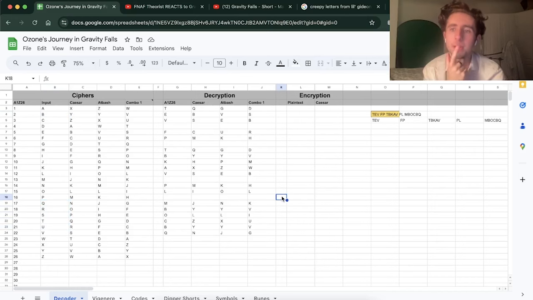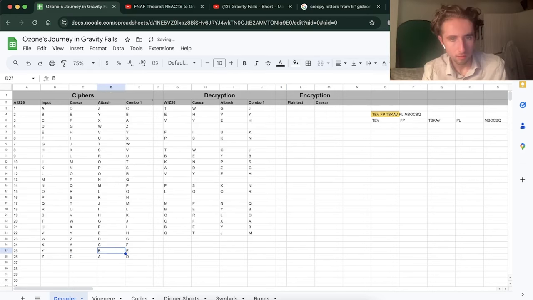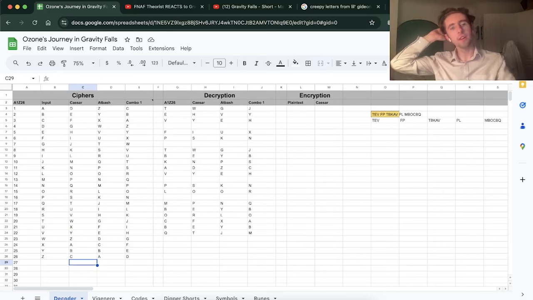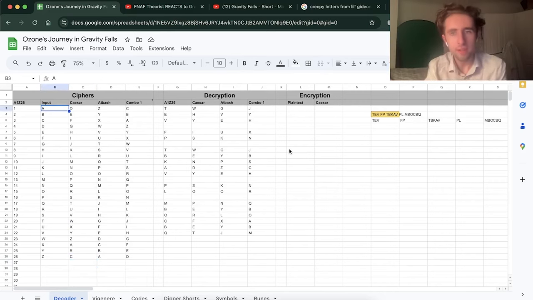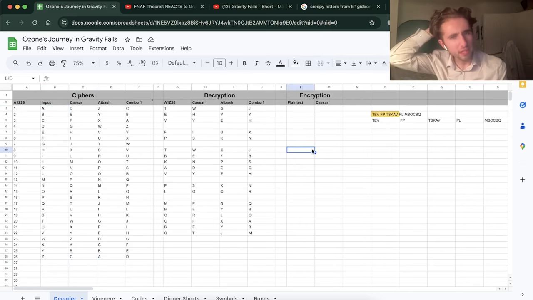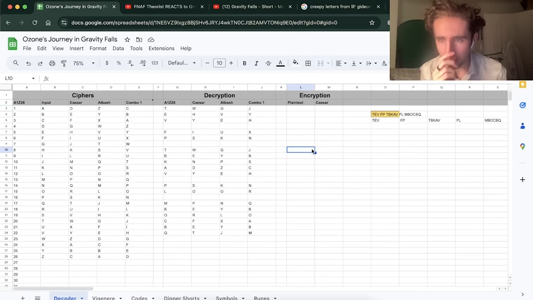So, let me have a good attempt at this. There we go. Okay, so what is this? Oh, instead of three letters back, this is three letters forward? Did I do this wrong somehow?